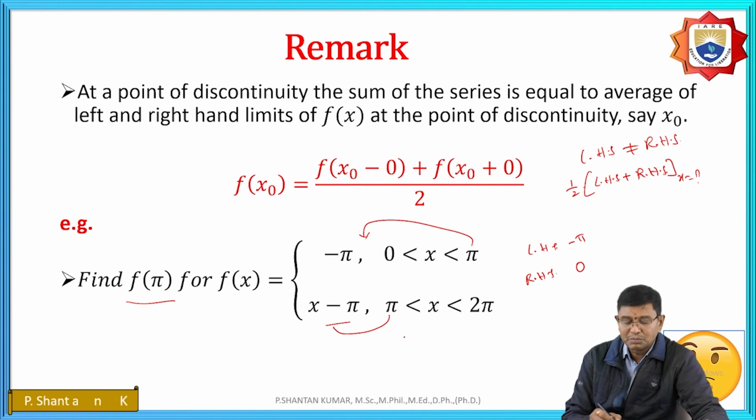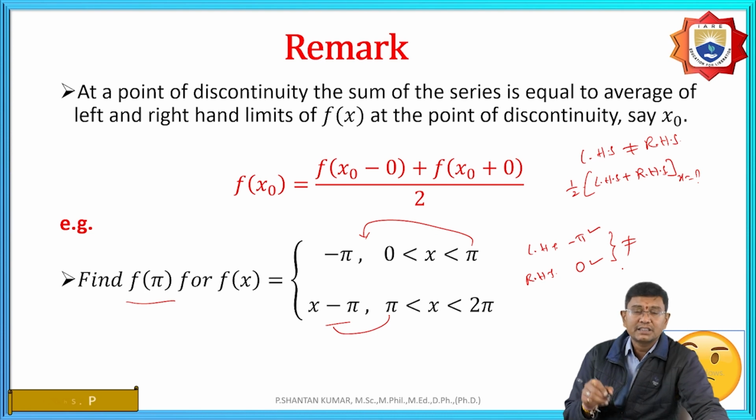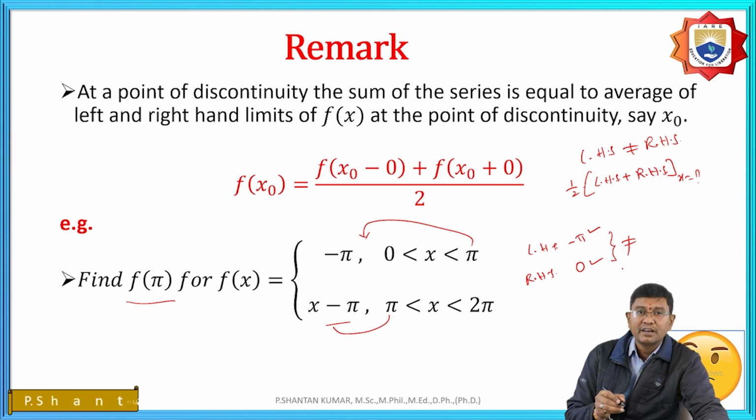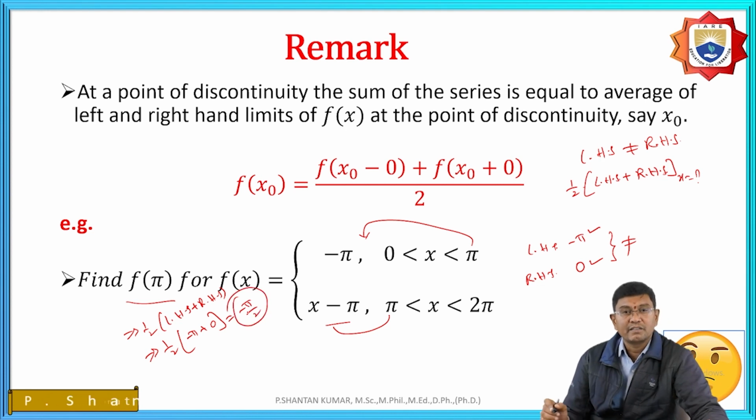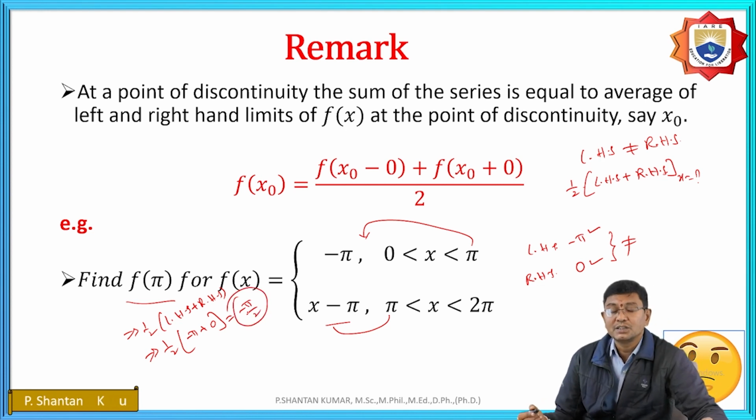Observing this, the LHS limit is minus pi and the RHS limit is 0. Therefore the LHS and RHS limits are not equal, so the function is discontinuous at x is equal to pi. To make it a continuous function at x is equal to pi, we take the average of the LHS limit plus the RHS limit. That is 1 by 2 into the LHS limit minus pi plus the RHS limit 0. Therefore the conclusion is minus pi by 2 at that particular point of the given function, which makes it continuous.